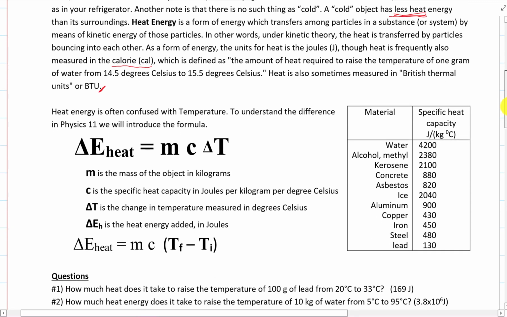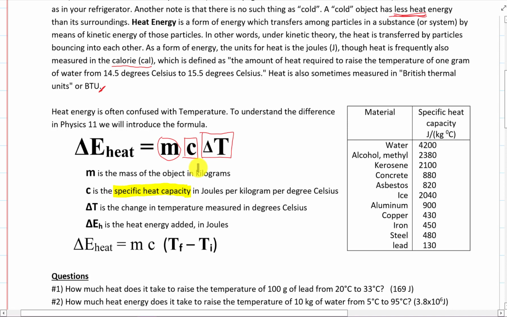So let's just get to the nuts and bolts here. Heat energy is often confused with temperature. To understand the difference in physics, we'll introduce this formula. There is temperature, and it does have something to do with the energy, but it also matters how much you have of the product, the mass, and this constant, which is called specific heat capacity.